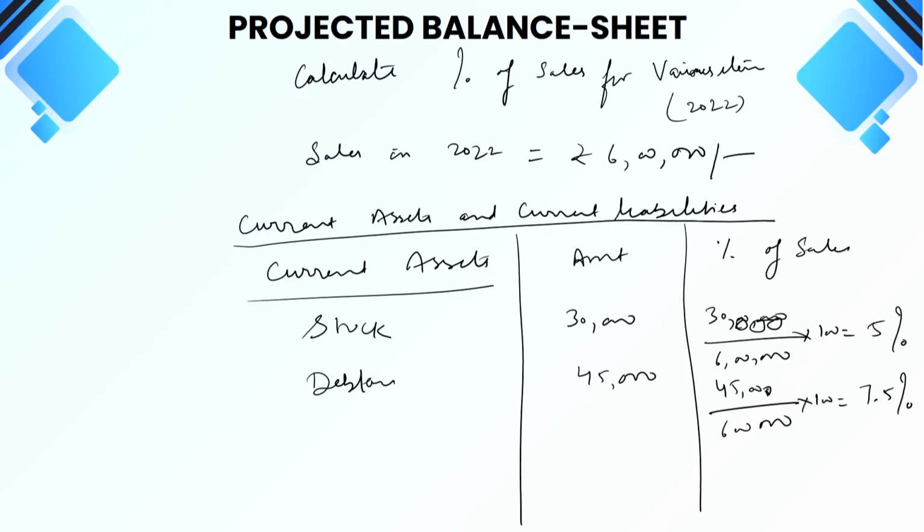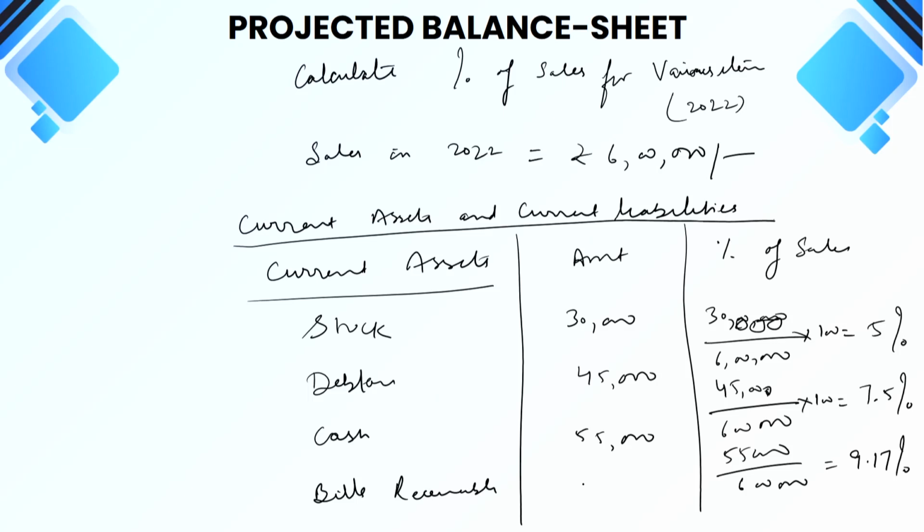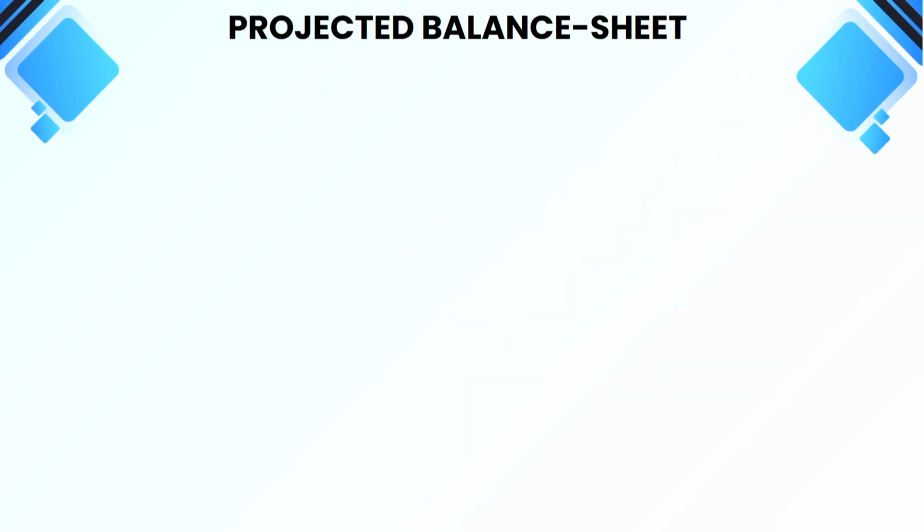Then next is cash, which is 55,000, to be divided by 6 lakh. It comes to 9.17%. And then we have bills receivable, which is again 45,000 divided by 6 lakh into 100, which comes to 7.5%. So these are our current assets.